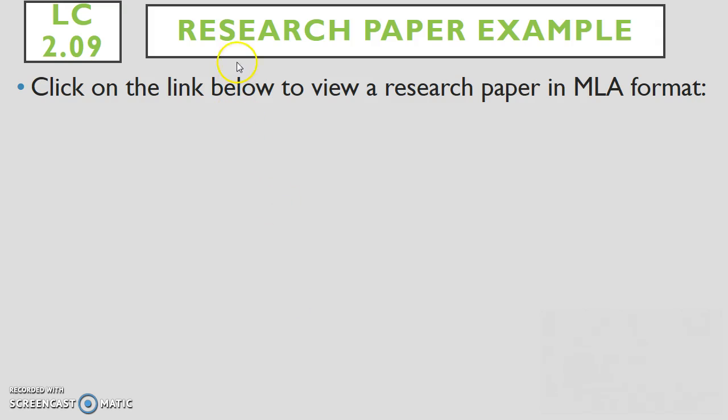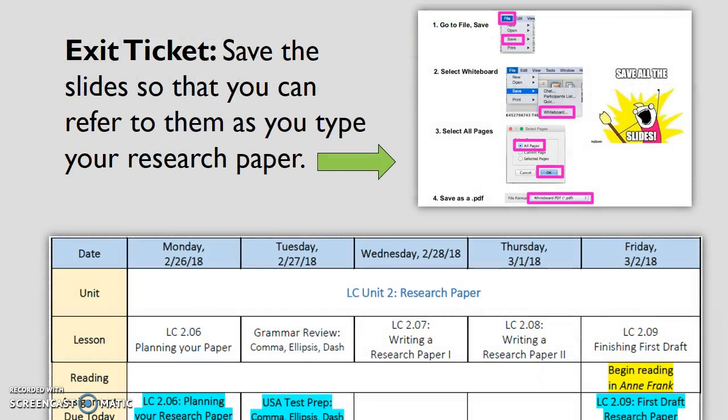And then you will have a research paper example that you can check out, and there will be a link. So all of the links, again, will be in that PDF. Okay? And then you don't have to worry about saving the slides because you have the PDF. They're saved for you. All you would have to do is just turn in your first draft whenever you're ready.